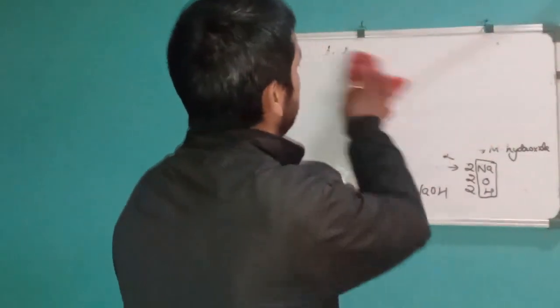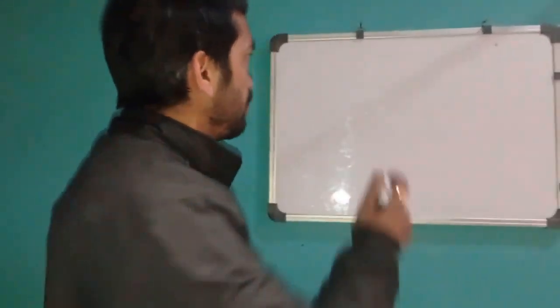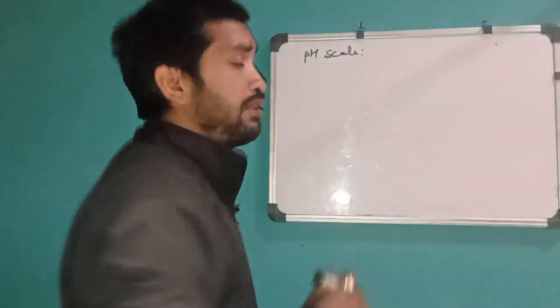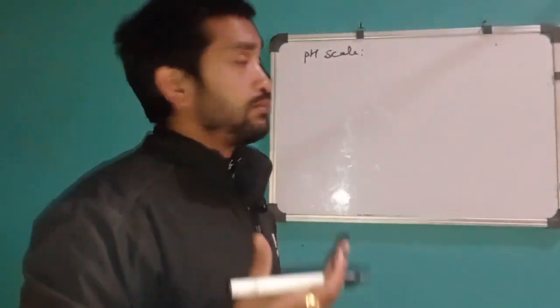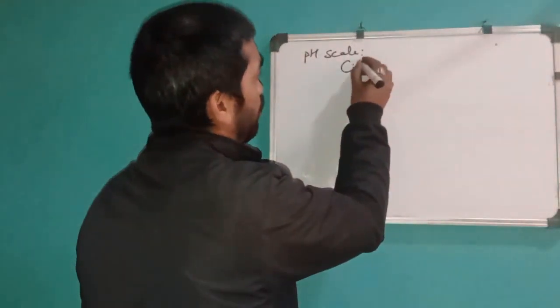Now, the next part is the use of the pH scale. What are the uses of the pH scale? See, the pH scale, first of all, has its application in agriculture. Suppose you want to cultivate any type of crop, like you want to cultivate citrus fruits.